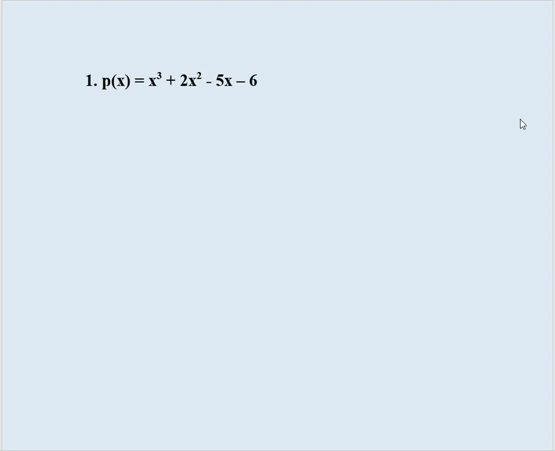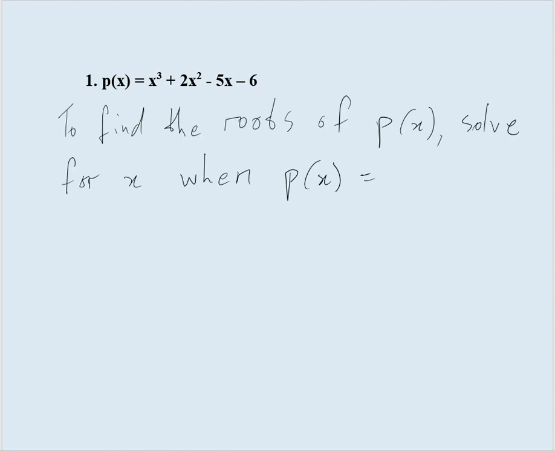Hello everybody. I'd like to work through a cubic equation, and the main goal will be to solve for x, basically find the roots of the cubic polynomial. So let's consider this polynomial over here. I just write p of x for polynomial, but it could be called anything. So to find the roots, we need to set this polynomial equal to 0.